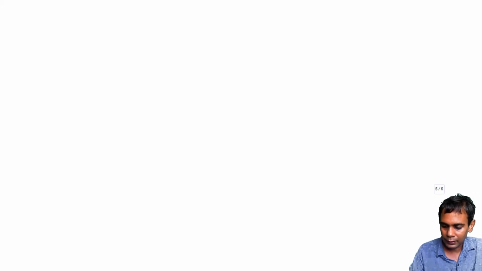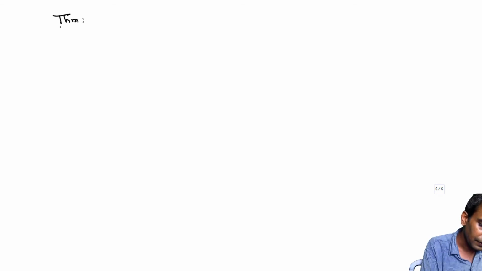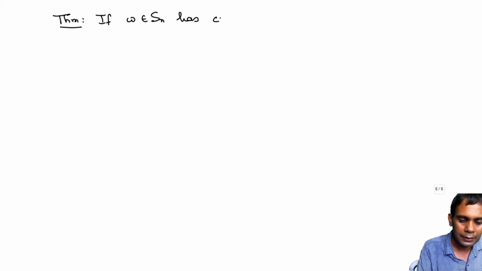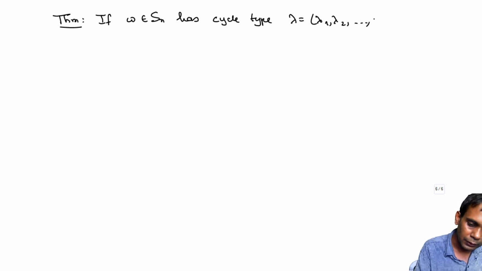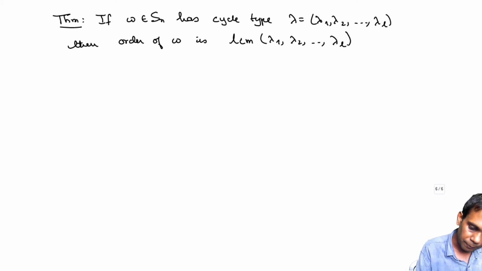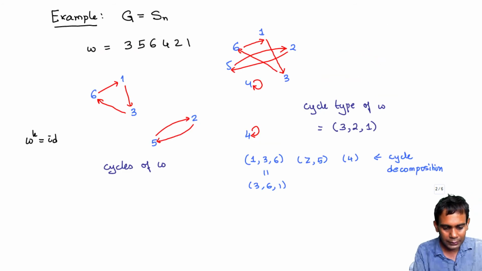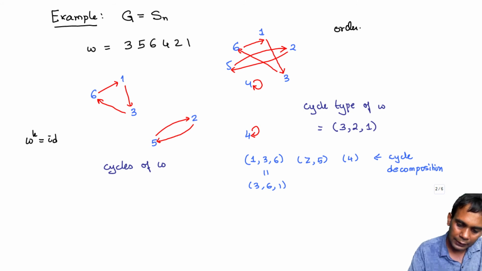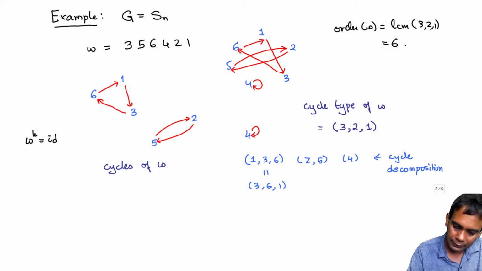So what we have is the following result. Theorem: if W in Sn has cycle type lambda equals lambda 1, lambda 2, through lambda L, then the order of W is the LCM of lambda 1, lambda 2, through lambda L. So coming back to this example here, the order of this element is the LCM of 3, 2 and 1, which is 6.